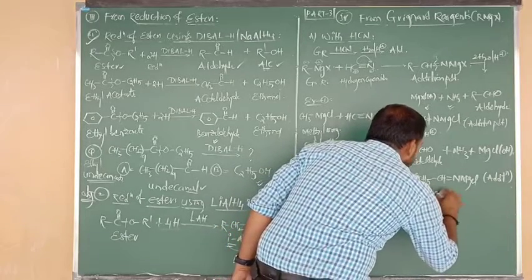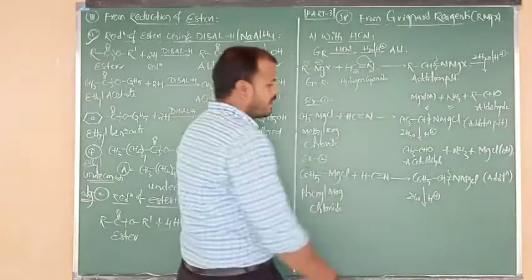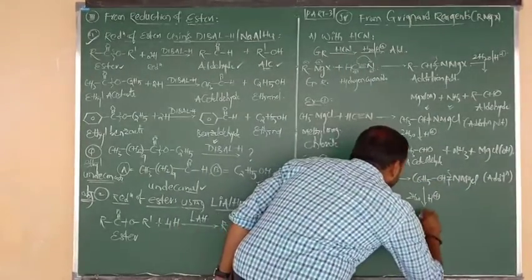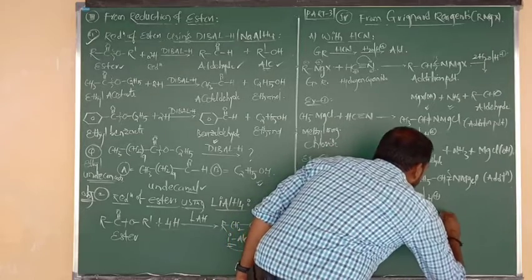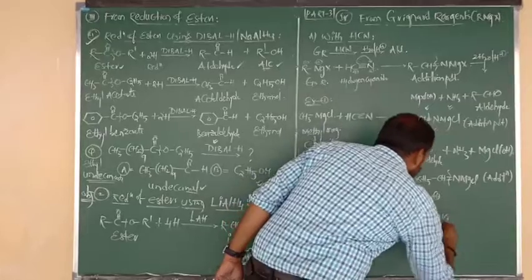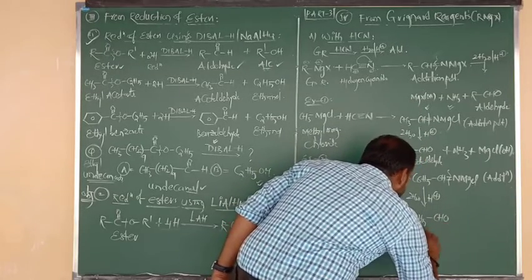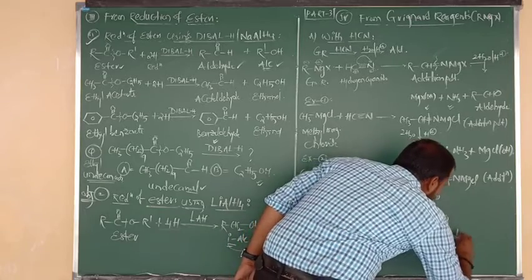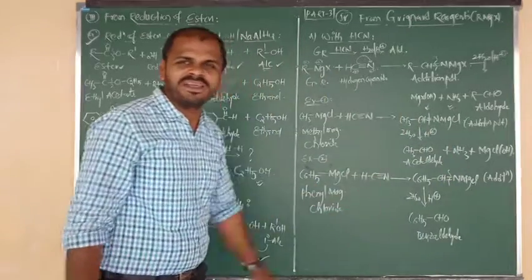Upon hydrolysis, the double bond undergoes cleavage. After cleavage of the double bond, oxygen attack takes place. So what is the product? C6H5 bonded to CHO. What is meant by benzene bonded to CHO? Benzaldehyde. We have prepared an aromatic aldehyde.